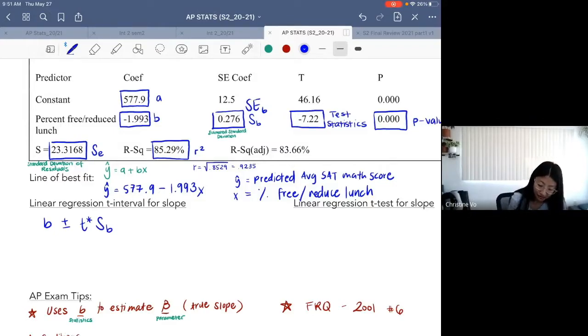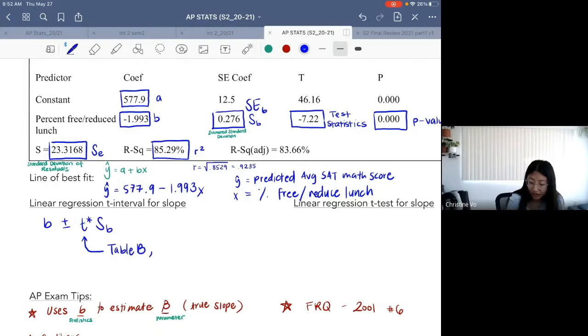And then for the t value, or the critical value that I'm going to use here, I need to use the degree of freedom. And then I also need to use a confidence level. Since I don't have any here, I'm just going to make up a generic one. But the t critical value could be found in table B.